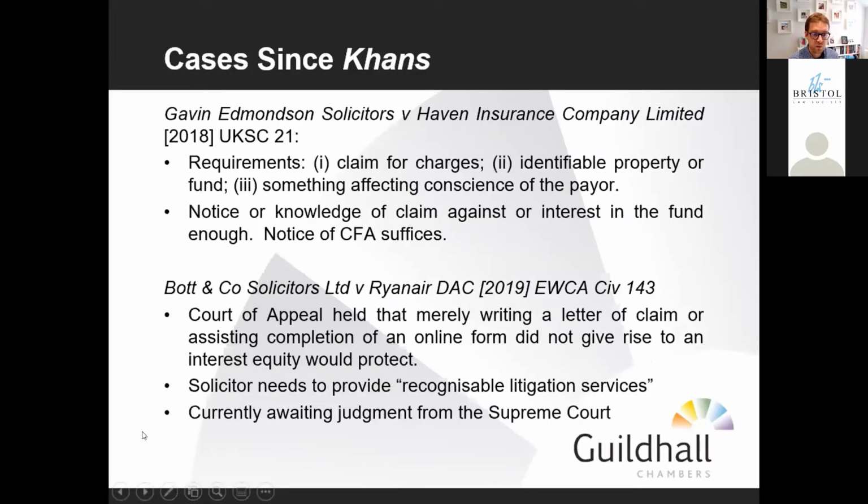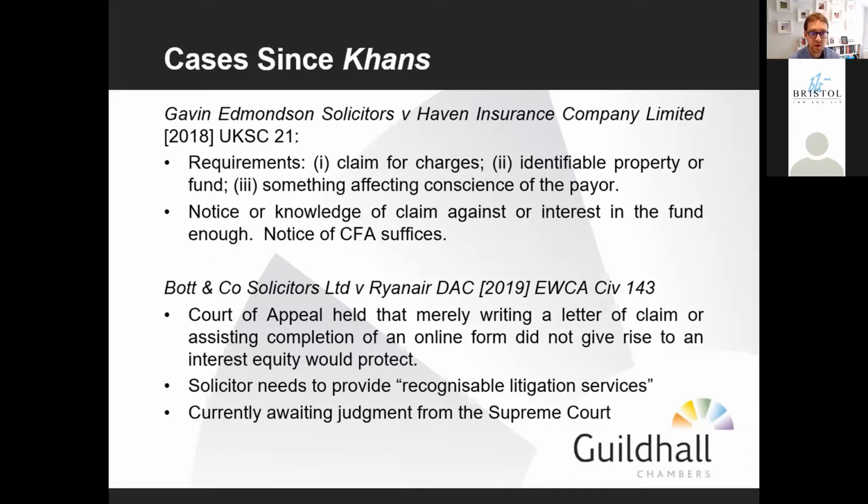The Khans principle was then taken one stage further in a case called Gavin Edmondson Solicitors and Haven Insurance, a case involving about £13,000 that went up to the Supreme Court in 2018. In the Edmondson case, Edmondson had been representing a number of PI claimants who had intimated claims through the MOJ portal for fairly low value whiplash injuries. When Haven had had the claim notification forms in through the portal, they'd written to the individual claimants direct, offering them costs inclusive settlements. The individual claimants had accepted those settlements, then just disappeared into the sunset.